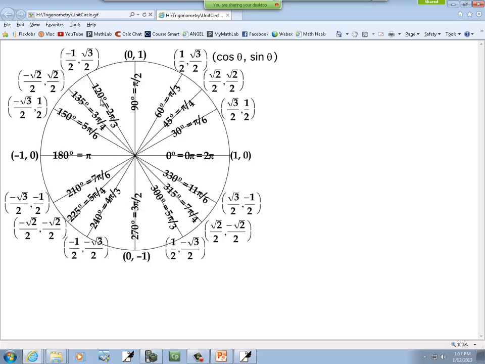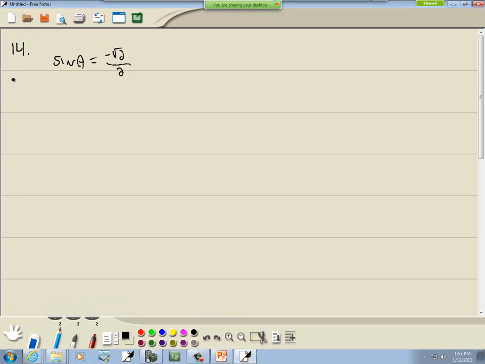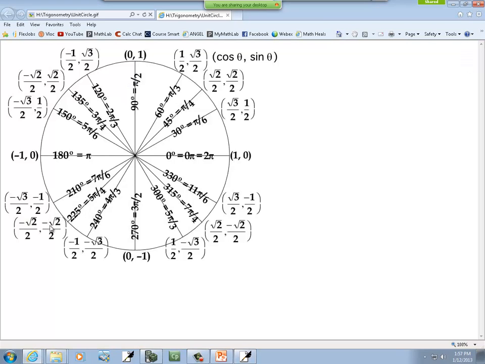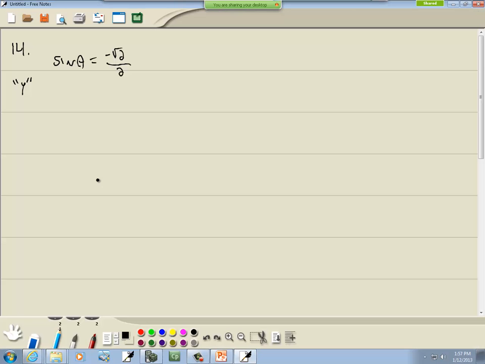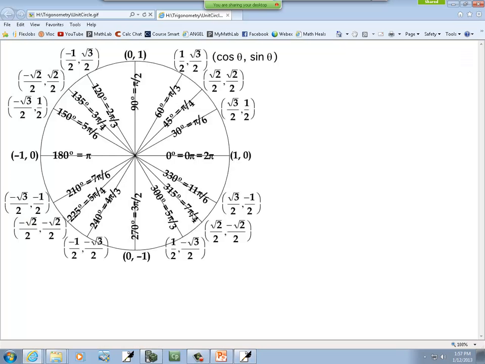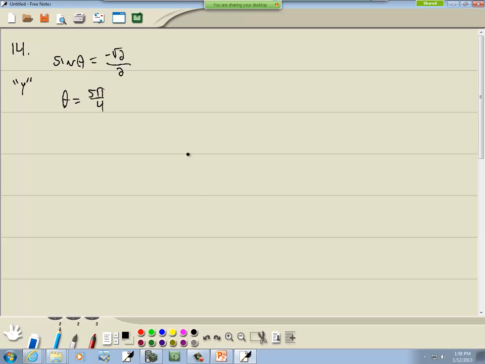Well, if we go to our unit circle, remember what sine is. Sine is your y. So we're going around our unit circle, and we're looking for where y is equal to negative square root of 2 over 2. Well, down here at 5 pi over 4, y is equal to negative square root of 2 over 2. So our first answer is 5 pi over 4. There's one more place where y is equal to negative square root of 2 over 2, and that's here at 7 pi over 4. So those would be our two answers. So again, we're going around the unit circle looking where our y value is equal to negative square root of 2 over 2.